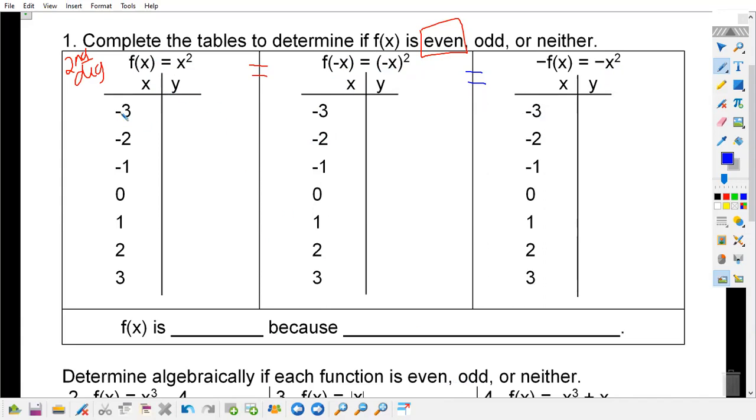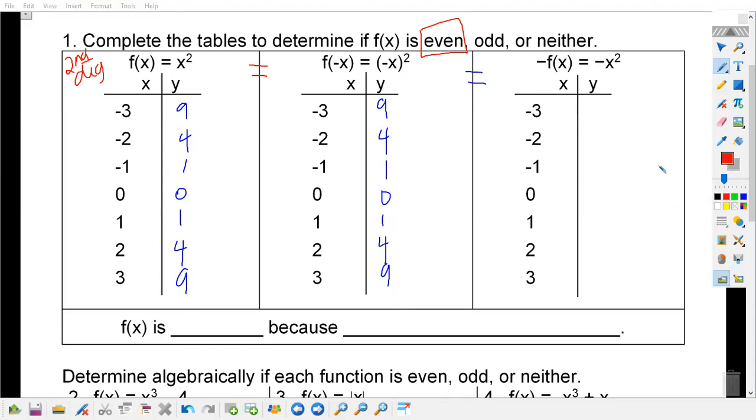Okay, so when I plug in -3 into x squared and -2 and -1, I'm going to end up with 9, 4, 1, 0, 1, 4, and 9. Agreed? Okay, when I come over here and I do the same, I'm going to plug in -3 into -x squared. Well, a negative times a negative is going to make it a positive anyway, so it's still going to repeat 9, 4, 1, 0, 1, 4, and 9. Even.